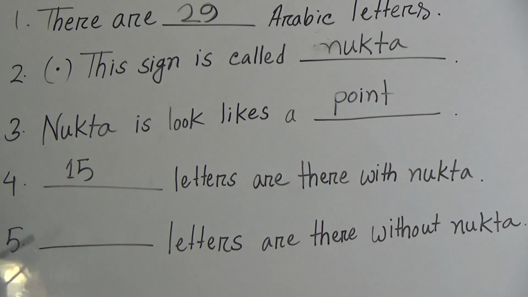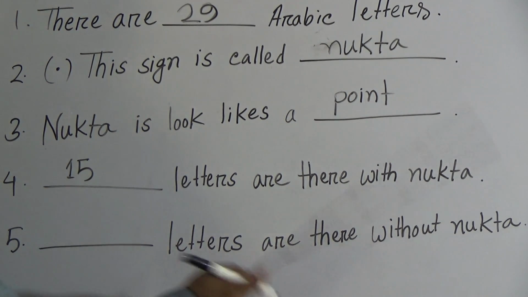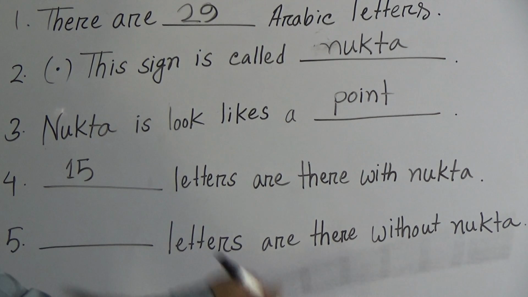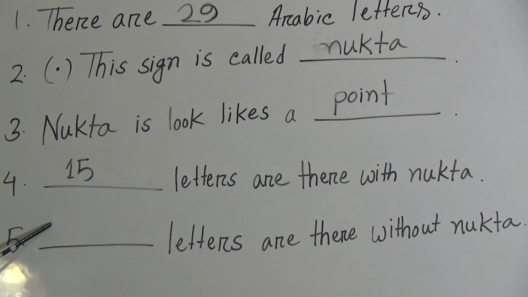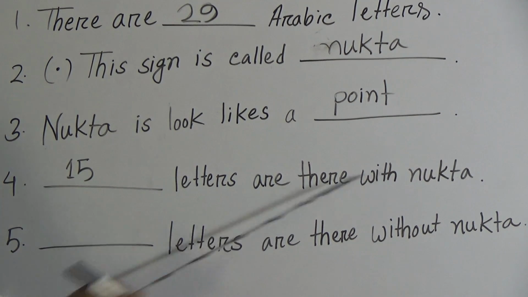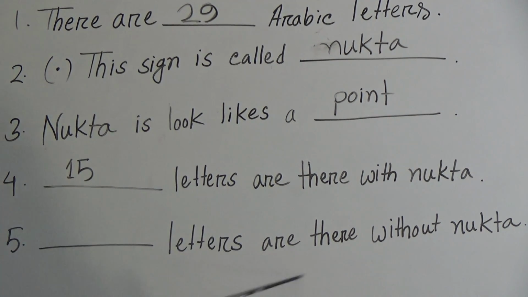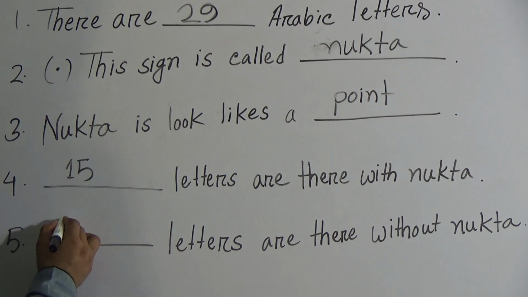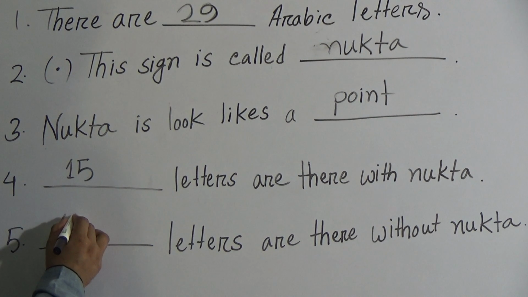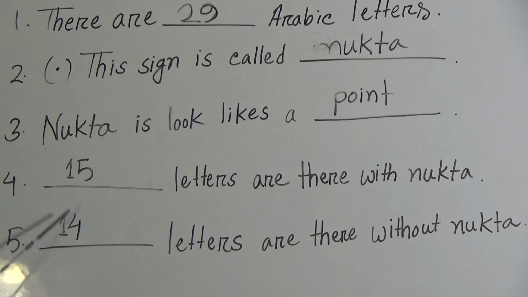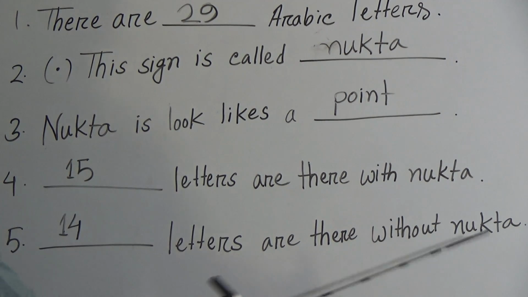Now number 5, and this is the last number today, my dear students, dash letters are there without nukta. What will be the answer here? Yes, we know that there are 29 Arabic letters. So 15 letters are there with nukta and 14 letters are there without nukta. So here the answer will be 14. Now I am writing the answer 14. 1 and 4. 14 letters are there without nukta.